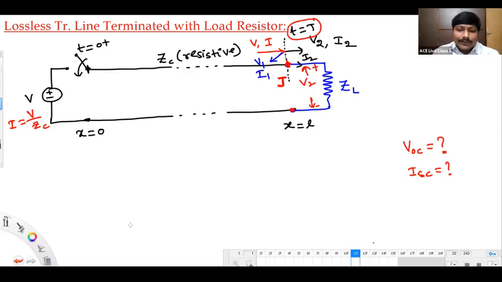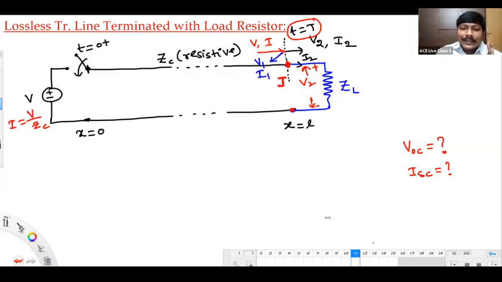I don't know whether you have understood this or not. Very simple thing. To find the values of the refracted quantities V2, I2 for any value of ZL given, we are about to construct the Thevenin equivalent circuit. So for the Thevenin equivalent circuit, we want to find the open circuit voltage and then the short circuit current.